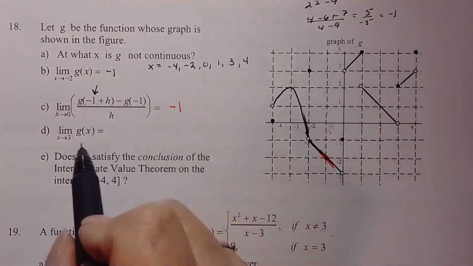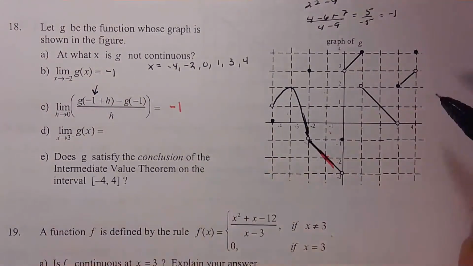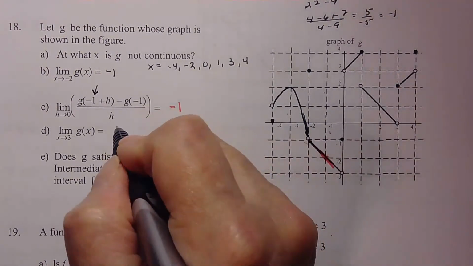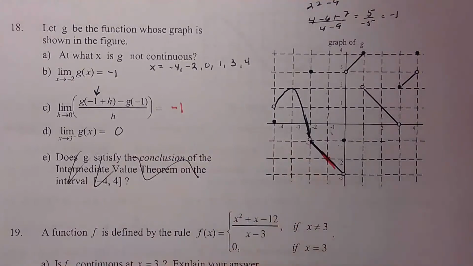What's the limit as x approaches 3 from the left? If we come in to approach 3 from the left, the limit is 0, and this you didn't have to do.